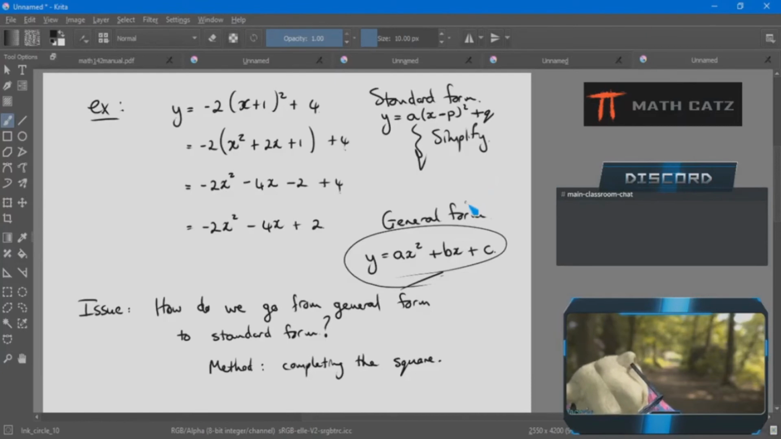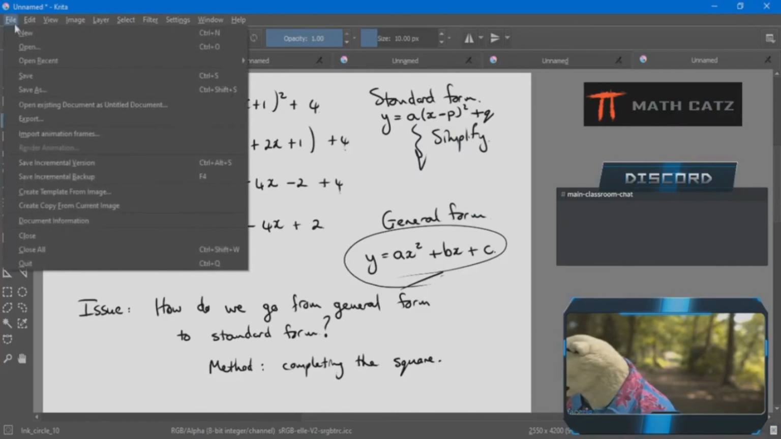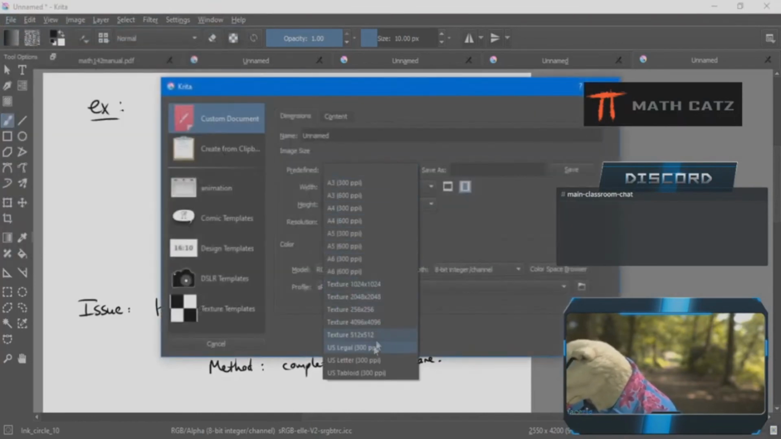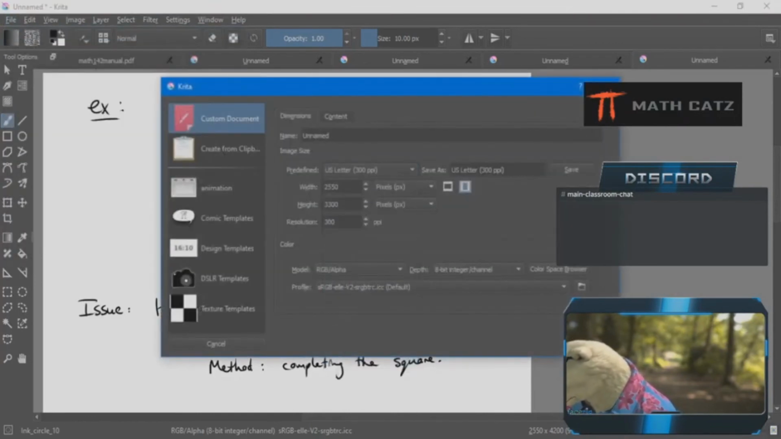I have 1.6, number 3 as the one I want to do. Oops, that one.